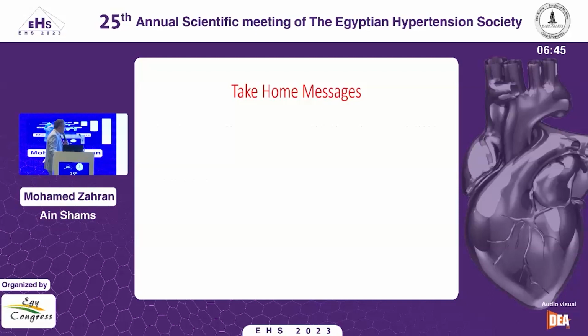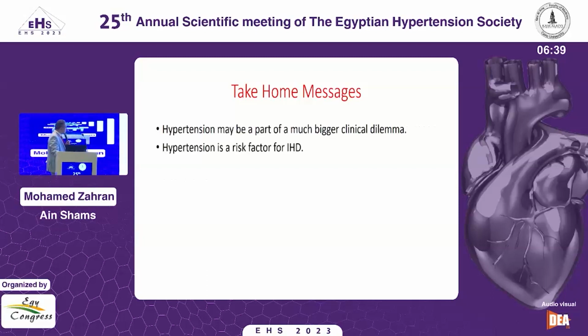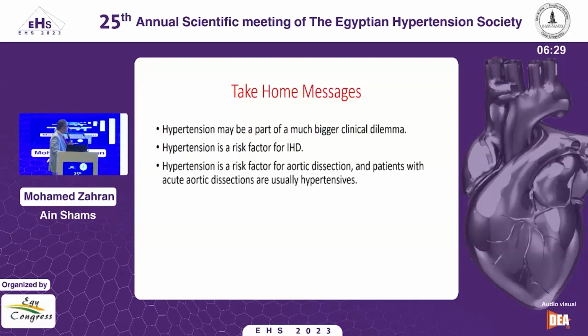So what do we learn here? Hypertension alone may be a part of a bigger clinical dilemma. Hypertension definitely is a risk factor for ischemic heart disease. So when you get an MI and the patient is hypertensive, you're not so puzzled. I mean, it's not a surprise. Hypertension is a risk factor for aortic dissection, and most of the patients with acute aortic dissection might be hypertensives. So this is also an association. Both of them cause chest pain.